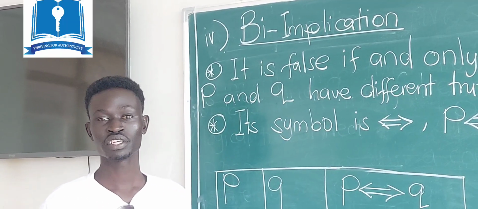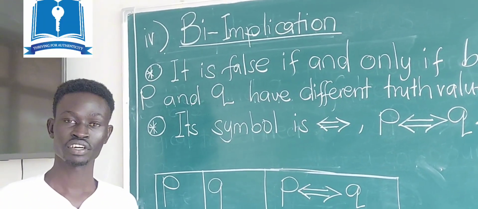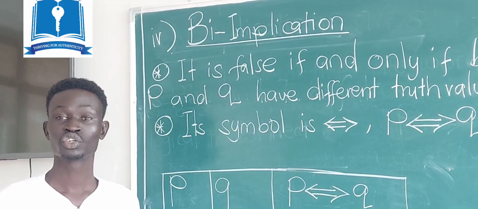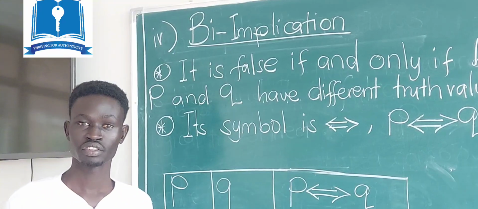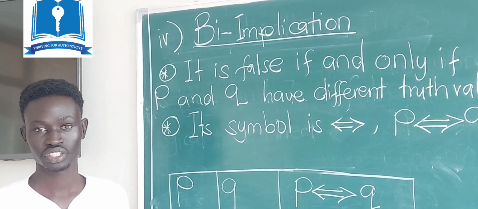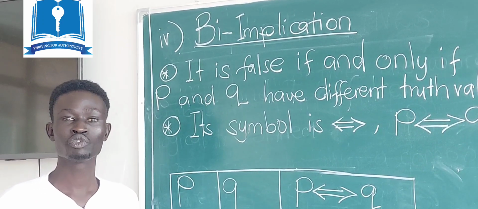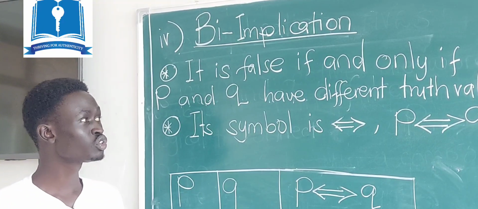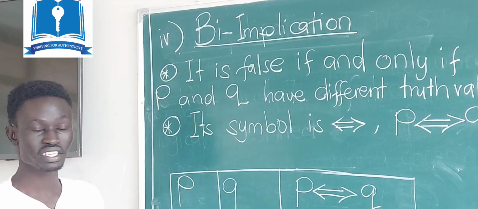For "by implication," it is false if and only if P and Q have different truth values. For instance, maybe P is true and Q is false; these are what we call different truth values. So the statement will be false for "by implication." You just need to know the definition, and then the definition also justifies the answer.